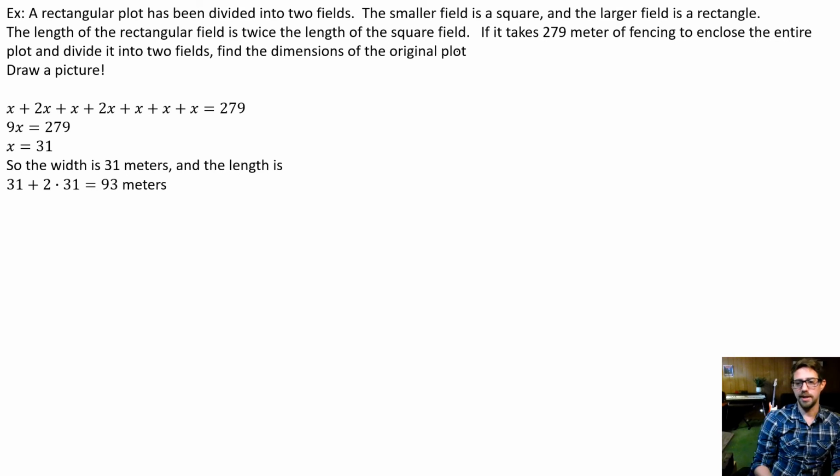Like that, 93 meters. And then again, include units. That's as simple as just looking back at the top and asking, were these feet or meters or kilometers or what? They were meters. So the width is 31 meters and the length is 93 meters. That's the full, complete answer.